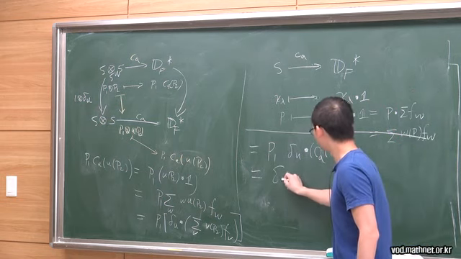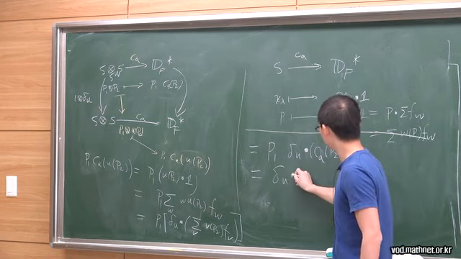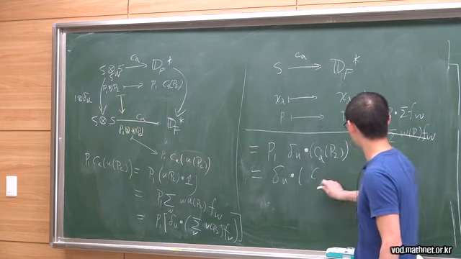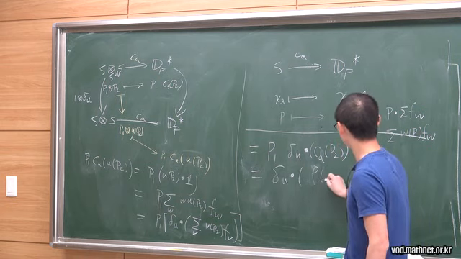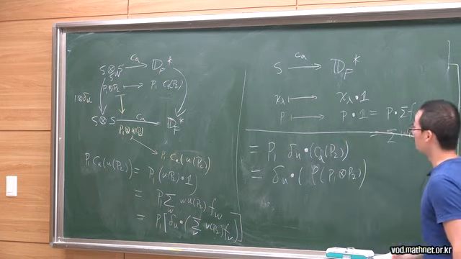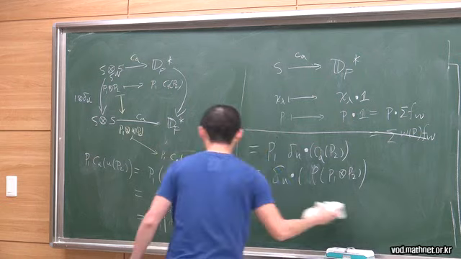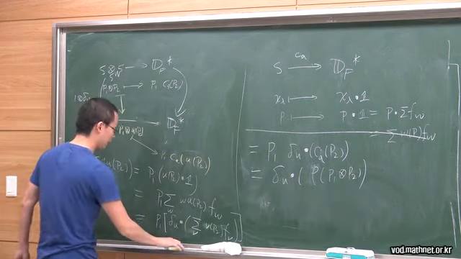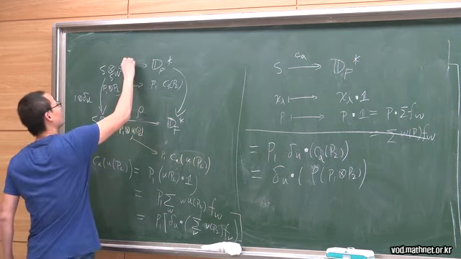That's delta U bullet row of P1 tensor P2. Sorry, I thought I made a mistake. That's not CA, that's the row. CA is the characteristic map. That's row.